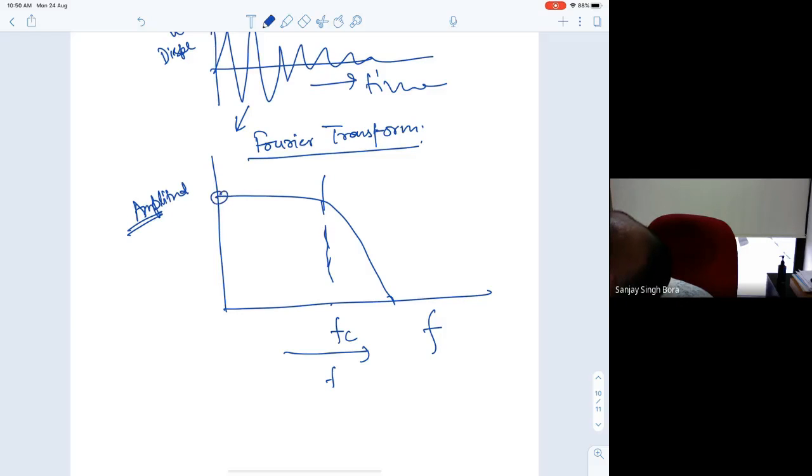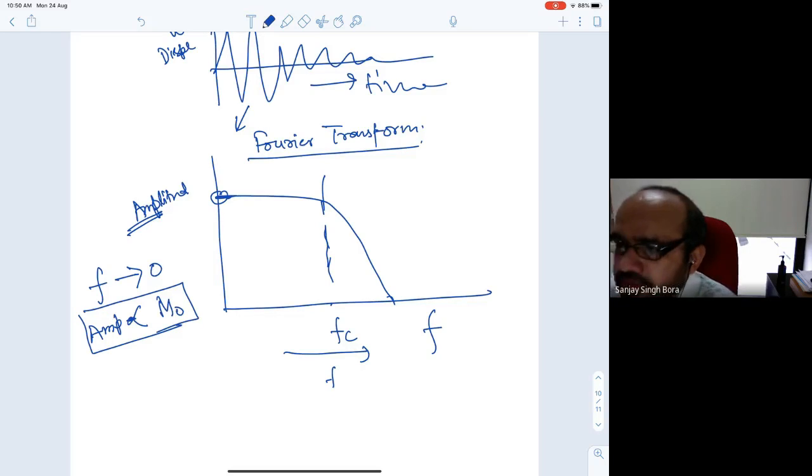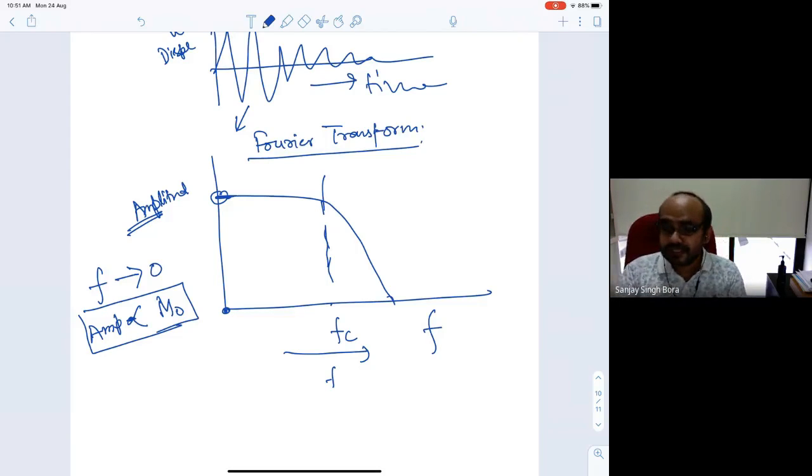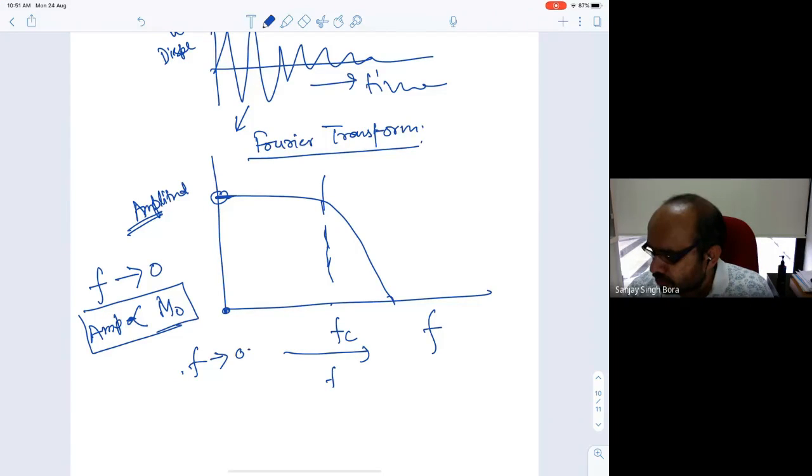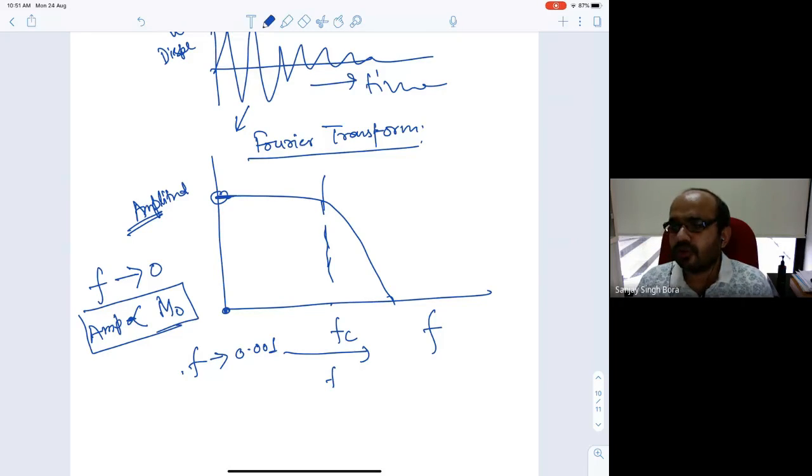And at this low frequency, when f is tending to 0, the amplitude of your Fourier transform at f equal to 0 is directly proportional to, I'm writing it, amplitude directly proportional to M0, seismic moment. So f tending to 0 means very low frequency. It cannot be 0, but it can be like 0.0001. So very low frequency, or we can say it is DC, a sudden offset like this.